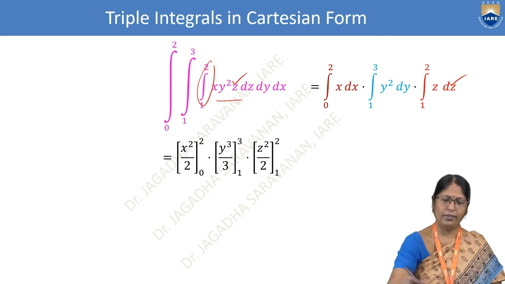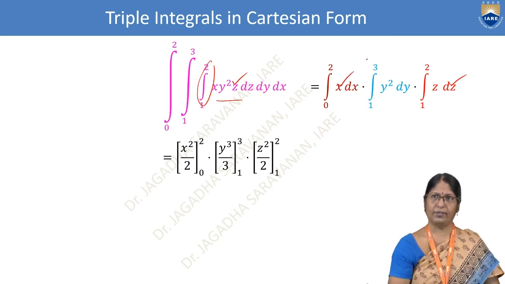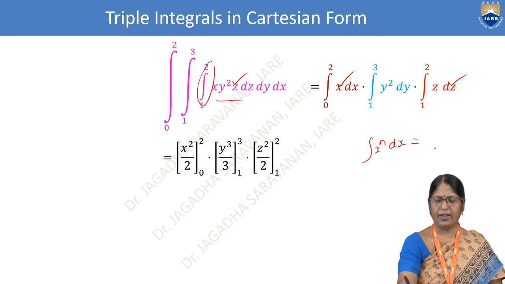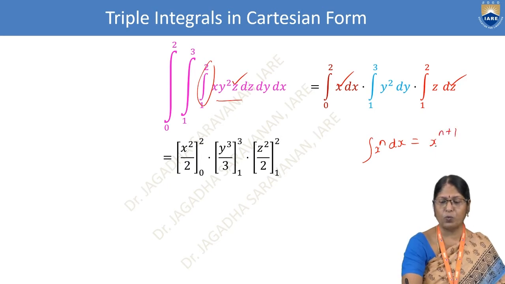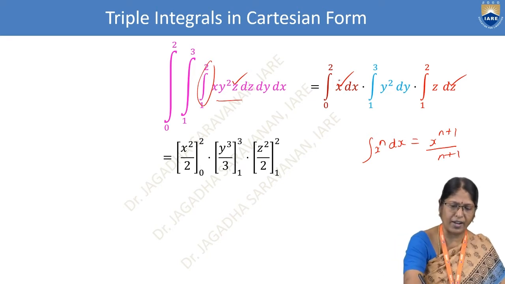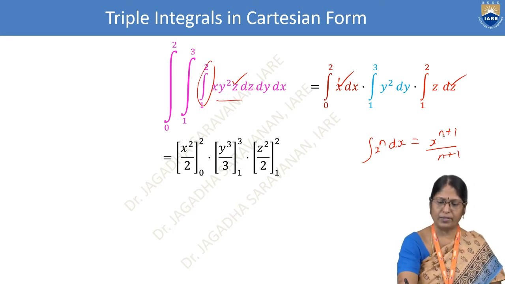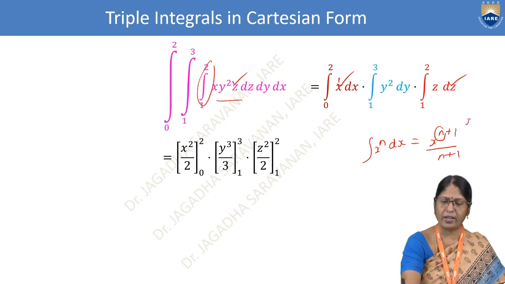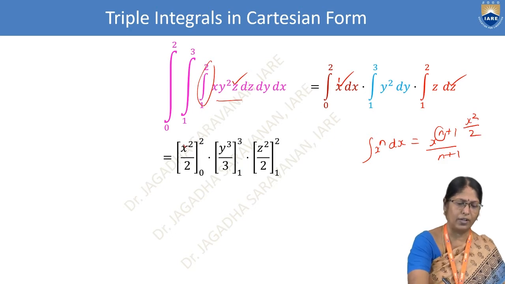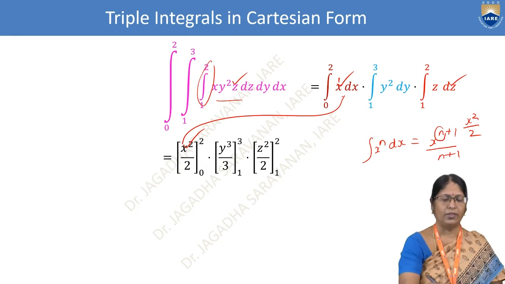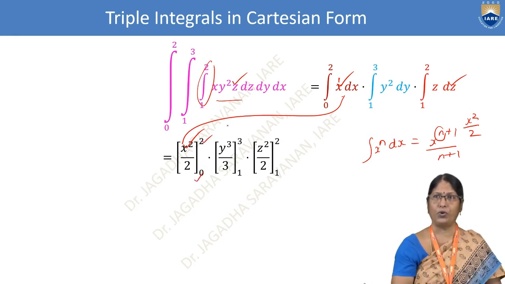Now, for this x dx, we know the simple integral formula: x power n dx is x power n plus 1 by n plus 1. Here our n is 1. So we are substituting in this particular place. So it has become x square by 2. That's what this integration is, x square by 2. The limits are from 0 to 2.